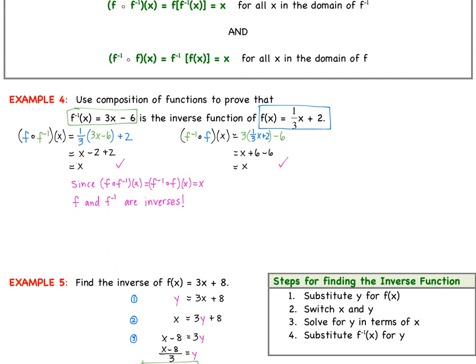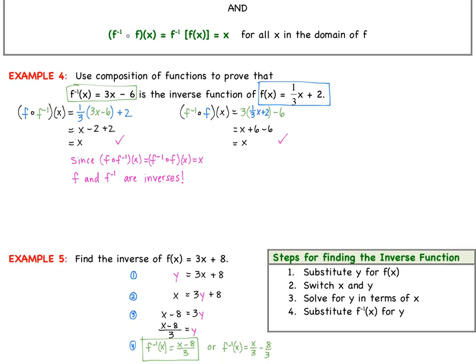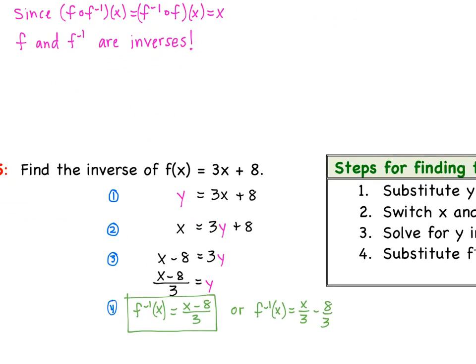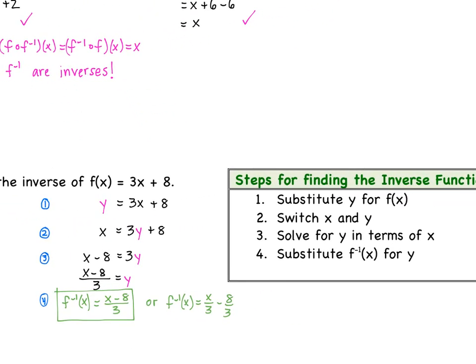Now what we want to do is solve for y in terms of x. So I want to get y all by itself. So I'm going to subtract 8, and then I will divide by 3. And you can see what we have here. And finally, the last step, we don't want to keep our answer in terms of y because we didn't have a y to begin with. The last thing we do is we substitute f inverse of x for y. So instead of y equals (x minus 8) over 3, we have f inverse of x equals (x minus 8) over 3. We could break it up this way, but there's no need to. So here is our final answer.